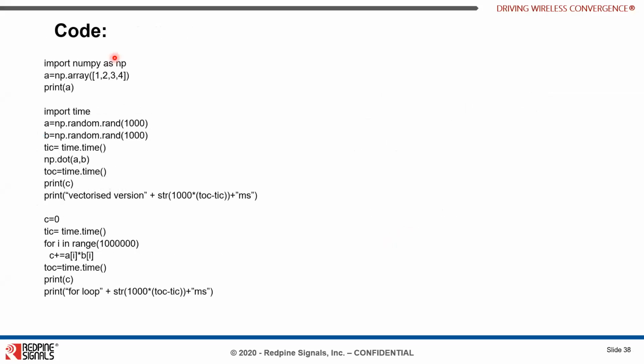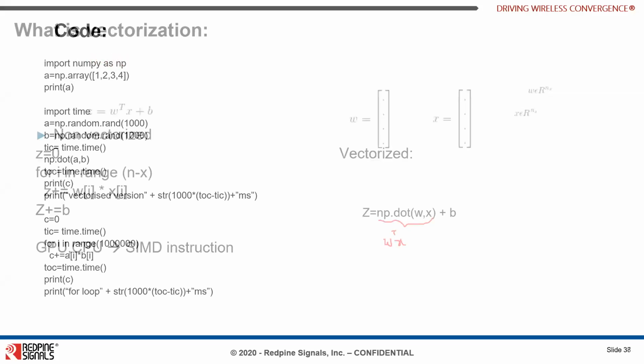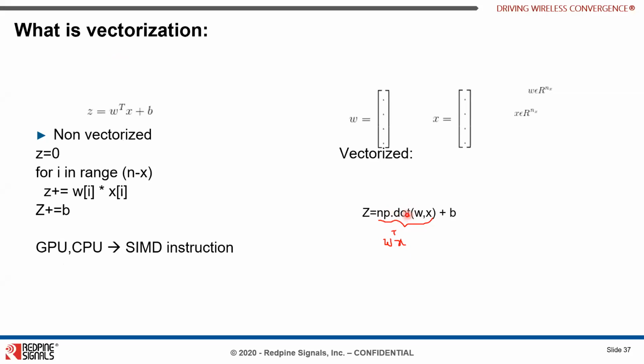Sorry, import numpy as np. So np dot, use the dot product here, w comma x plus b. This numpy library will implement this dot product of w and x. It will take hold of this column vector w and x, and it will multiply them one to one. And finally, the value of z will be updated to z equal to z plus b.